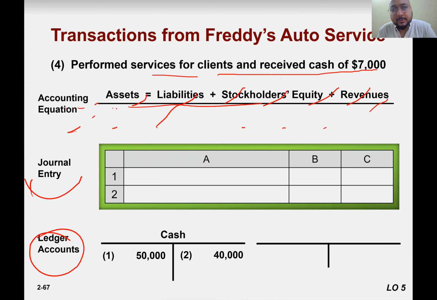So can you solve this? Can you analyze this transaction? Performed services for clients and received cash 7,000. So number one step, which two accounts? Assets and revenue. Asset is a broader account, we need to narrow it down. Oh, cash. Well done, Pinyo, well done.